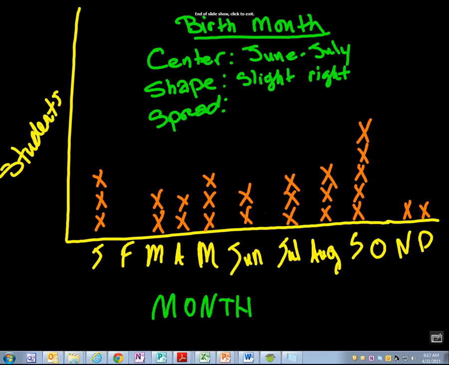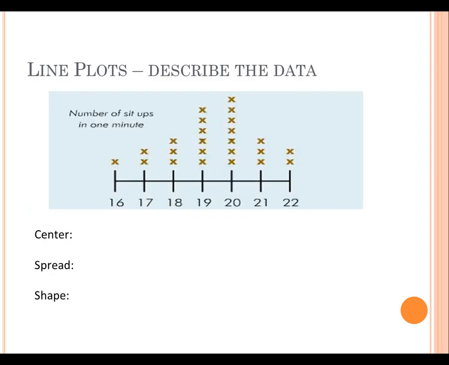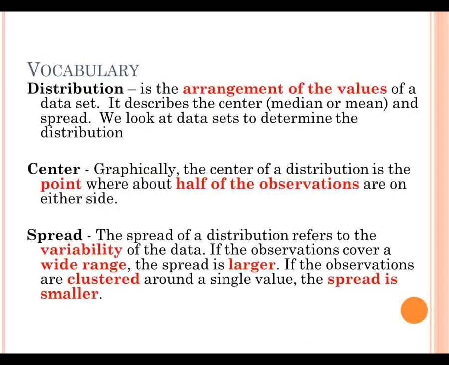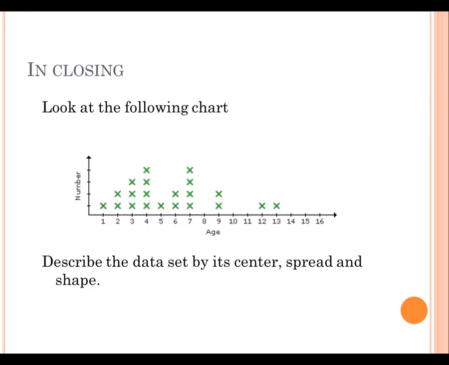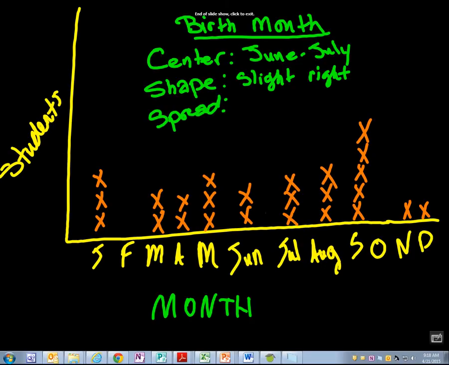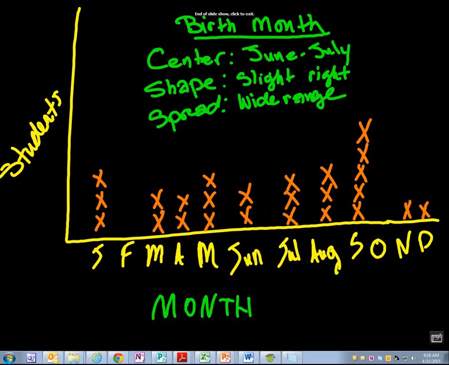Then our spread is going to be, wait, not the spread. That's not the word I'm looking for. The spread is either going to be clustered or wide range. That's what it is. So spread is wide range. So I'm going to save this picture. Okay. Very good. Are there any questions about the line plots?